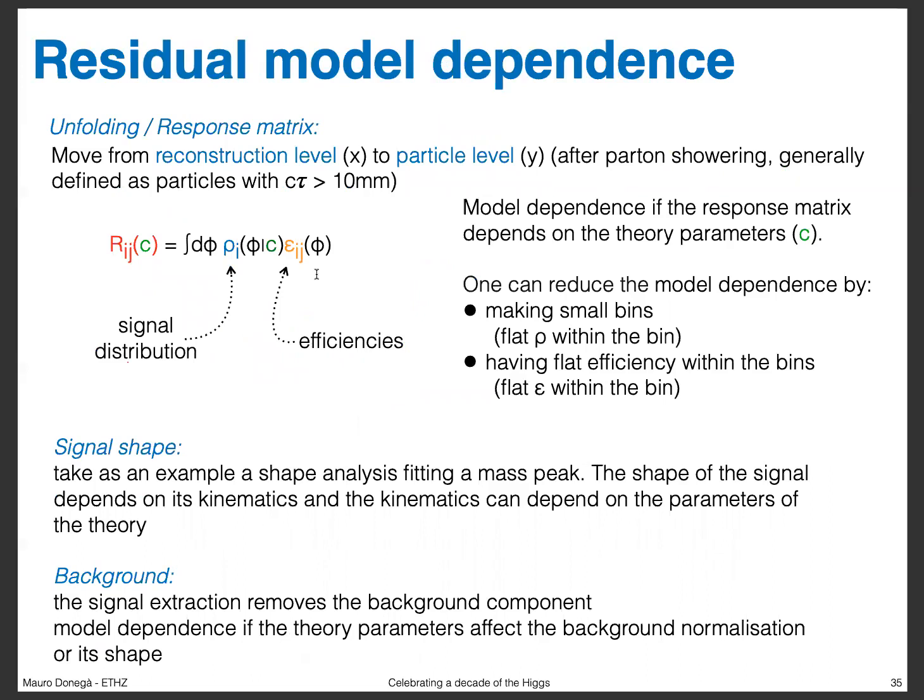Despite all this, we still have some residual model dependence. One comes from the unfolding, as usual. The unfolding, again, is moving from reconstruction space to the truth space, particle level. The model dependence comes from the fact that this response matrix, which is essentially the integral over the phase space of the signal distribution times efficiency, can depend on the parameters of the model. In particular, the signal distribution can depend on the parameters of the model and so affect the matrix.